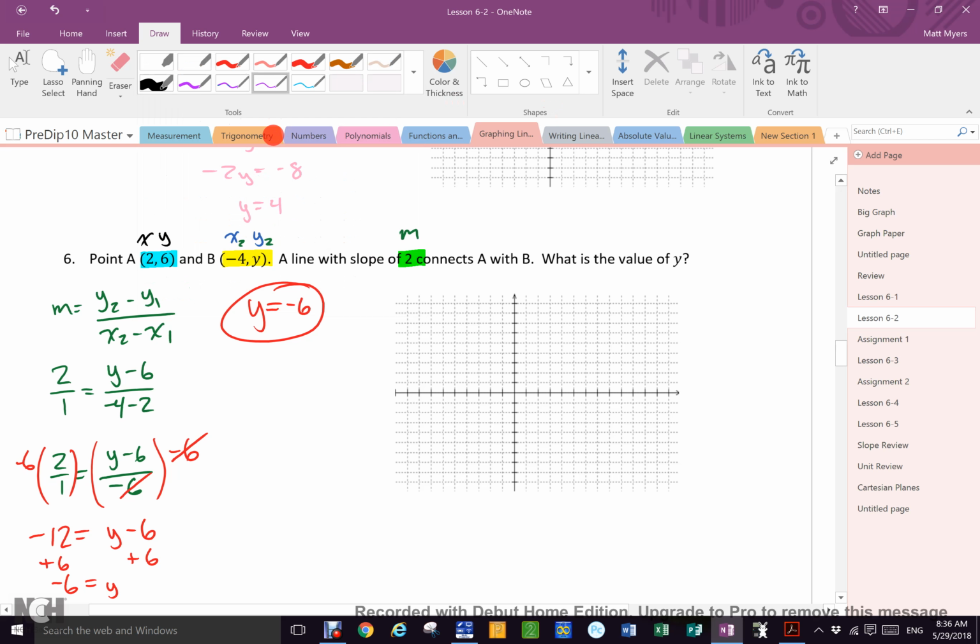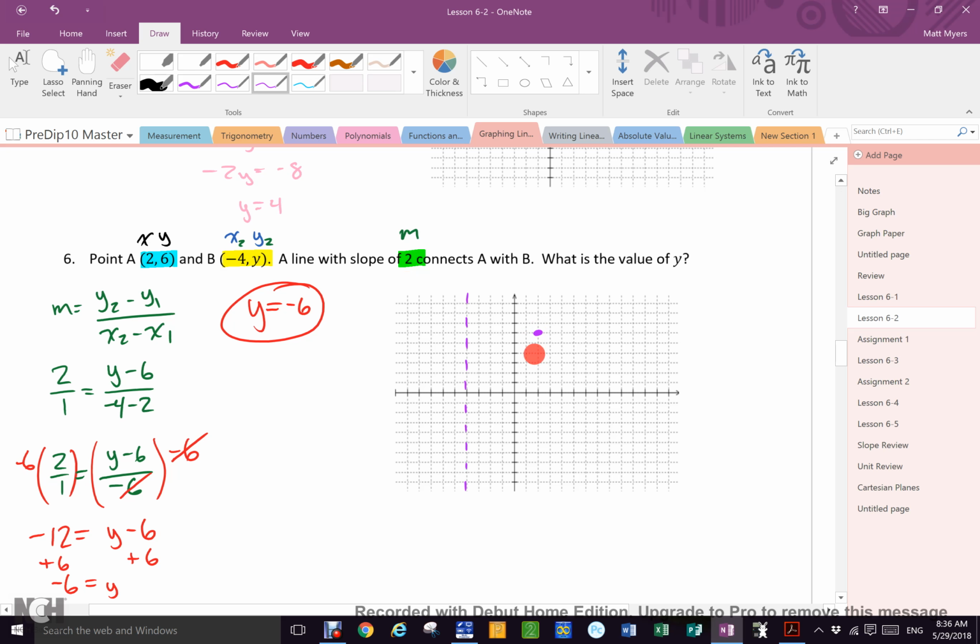Now, let's do it the other way. Do I know any dot on this graph? What dot do I know to put on this graph? 2,6. 1, 2, 1, 2, 3, 4, 5, 6. Yes? Do I know anything else about this graph? Yes. I know the other point is somewhere on x equals negative 4, correct? Somewhere on that dotted line, yeah? And I know I've got a slope of 2, correct?